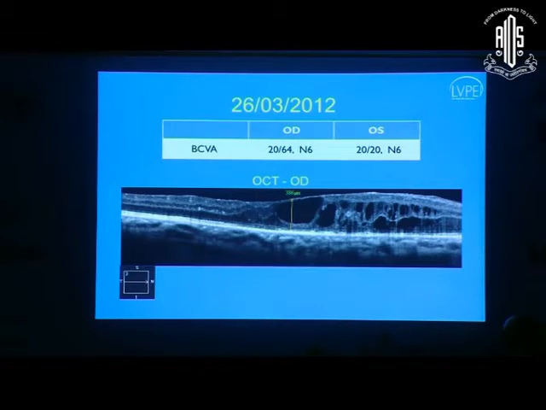So we did vitrectomy, ILM peeling in this case, and fluid gas exchange in early 2012. And at 1 month post-op, the vision had improved. Even though the edema is still there, especially on one side and also in the fovea, from 20/200, the vision has improved to 20/64.